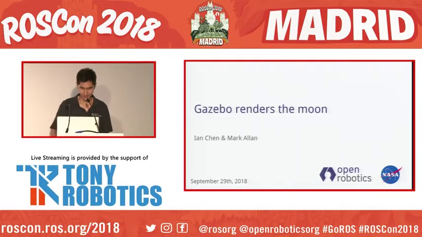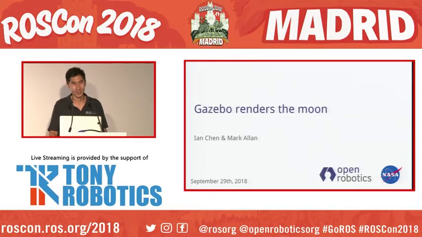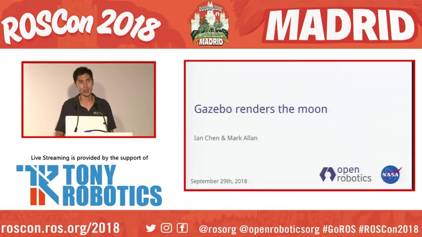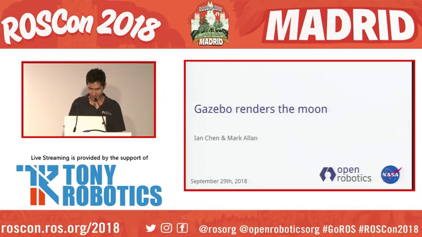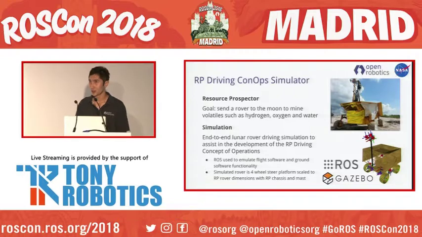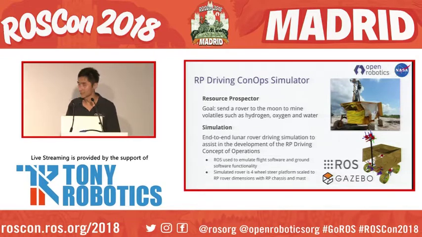All right, cool. Hi everyone. My name is Ian Chen. I'm from Open Robotics, and today I'm going to talk to you about another NASA AIMS project. It's one that we collaborated on with NASA AIMS. It's about the simulation of the moon in Gazebo. More specifically, it's about the simulation of a rover on the moon.